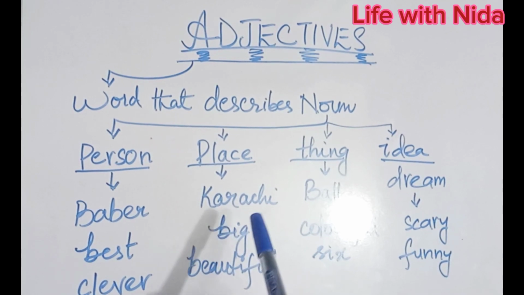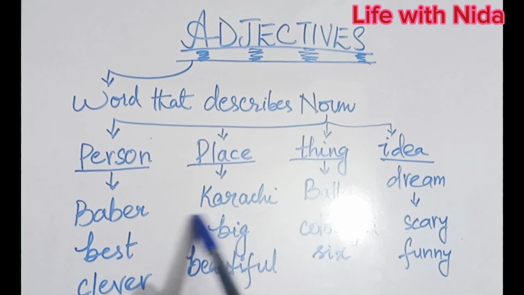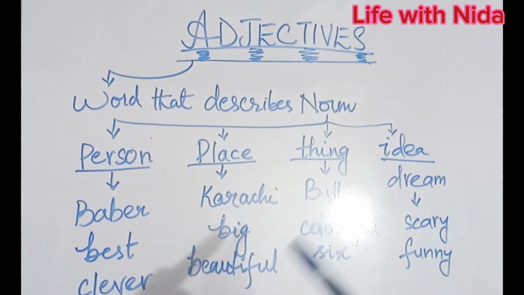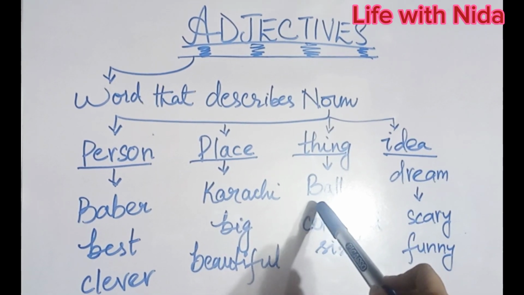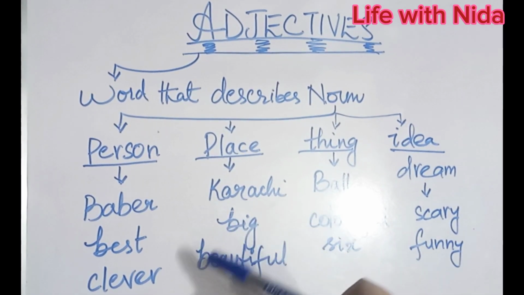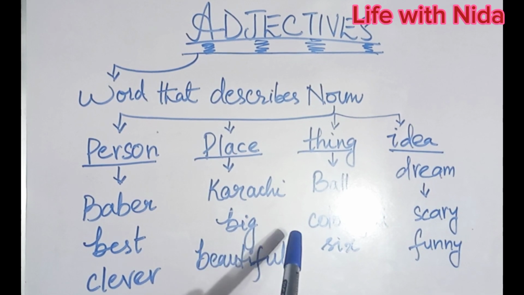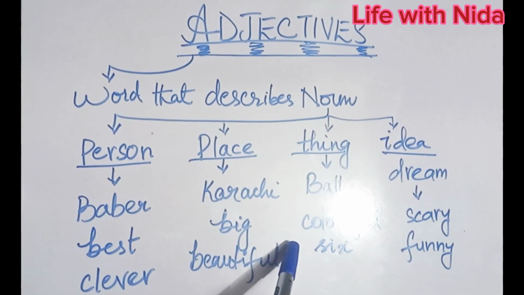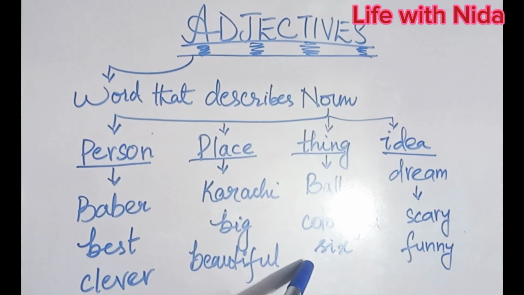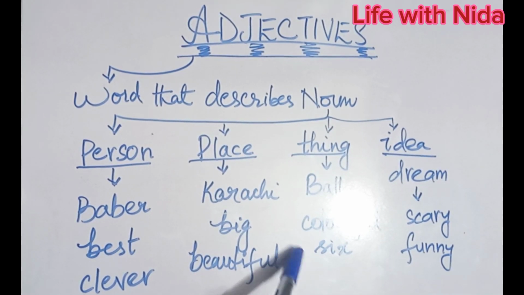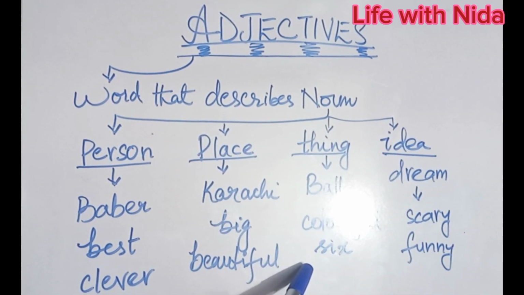In case of a thing, ball. So what do you think of a ball as a thing? If I say this ball is very colorful, or I say this ball has 6 colors. So colorful and 6 are describing the ball as a thing.